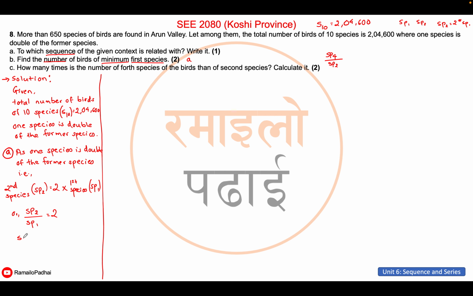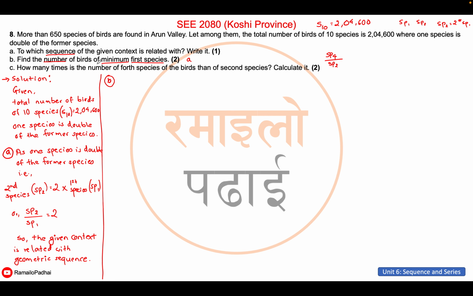So the given context is related with geometric sequence. So this is the solution of question number A. Now moving on to question number B.